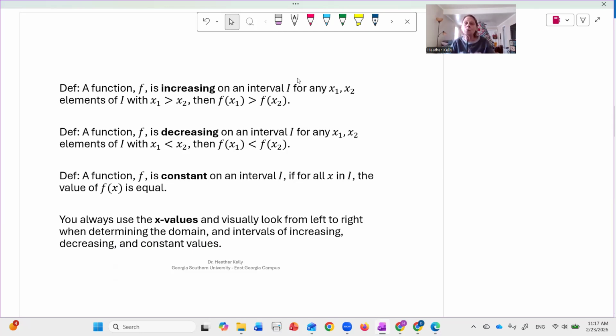Now, we always use x values, like with the domain. We always use x values when we're describing what's happening on a graph. The only time we use a y value when describing what's happening on a graph is when we're asked for a range. Every other time, it is always going to be referring back to the x values, and you'll be looking from left to right to kind of read those intervals off, okay? Similar to the domain that we did in the last class, all right?